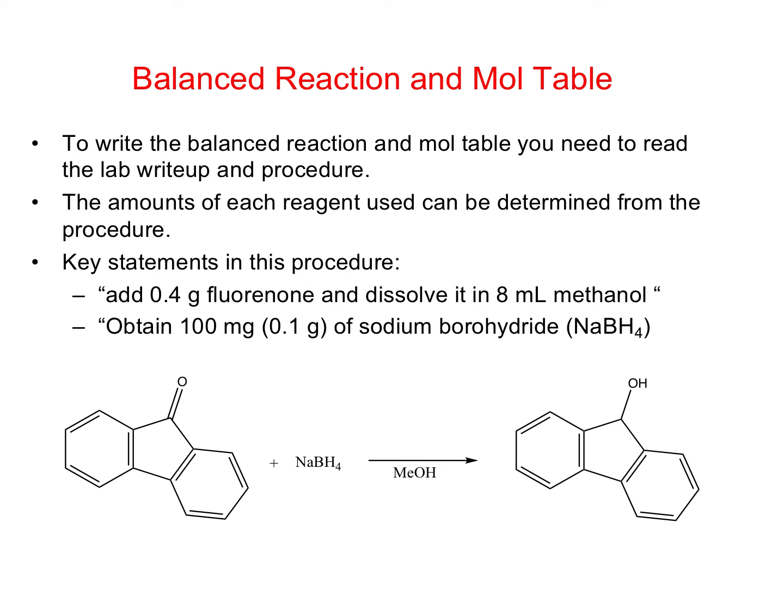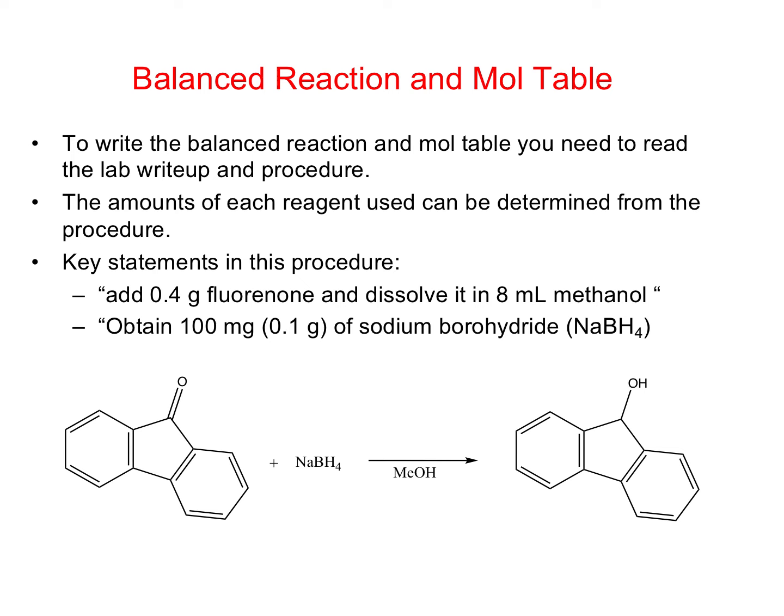So I've pulled out the key statements in the procedure for this particular experiment that give us the values that we need, right? So I need to know how much fluorinone, sodium borohydride, and methanol. And so one of the partial sentences in the procedure is that we need to add 0.4 grams of fluorinone and dissolve it in 8 milliliters of methanol. So those are my amounts of the fluorinone and the methanol.